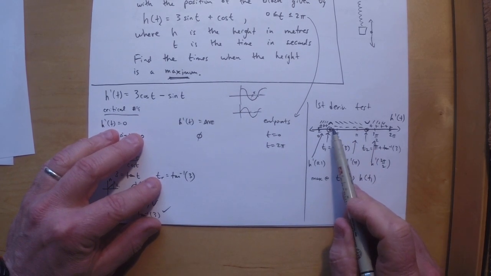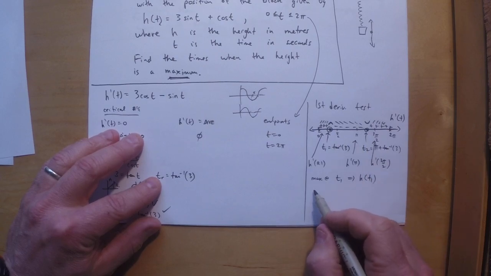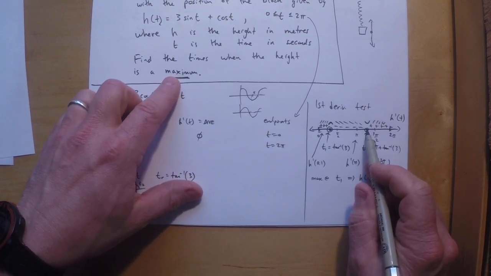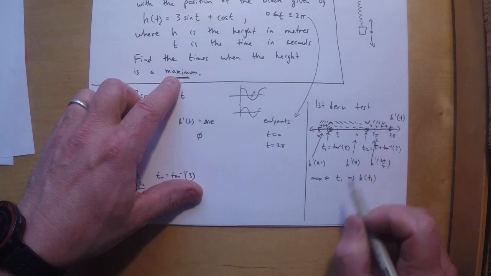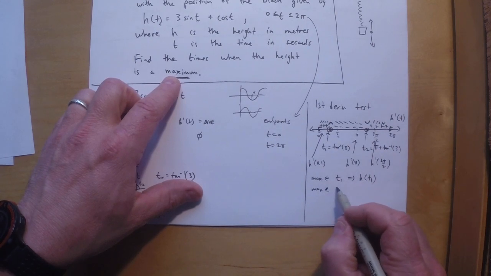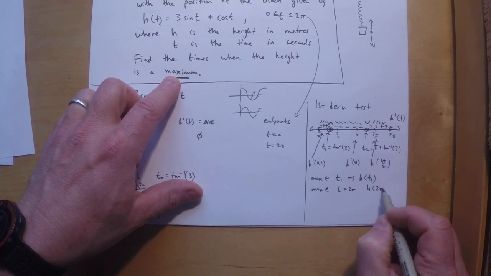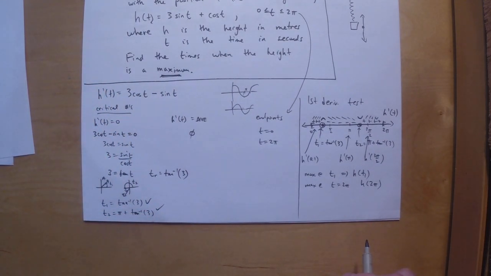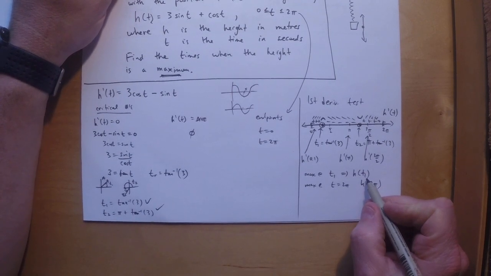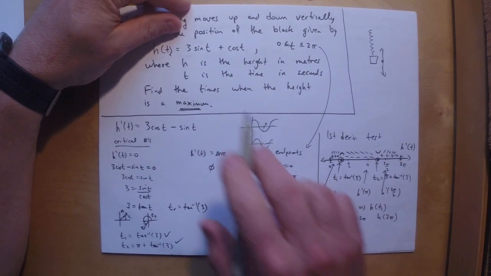And then it goes down to a minimum, which I don't want. I just want maximum. There's a minimum here, minimum there, max there. And it would also have a max at time equals 2 pi, h of 2 pi. All right. And I could even plug in these values into here.